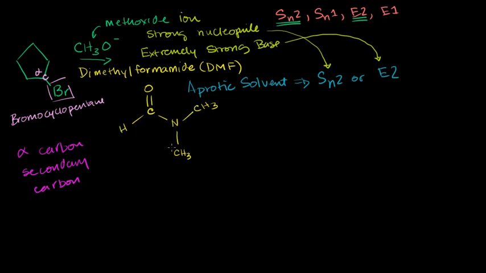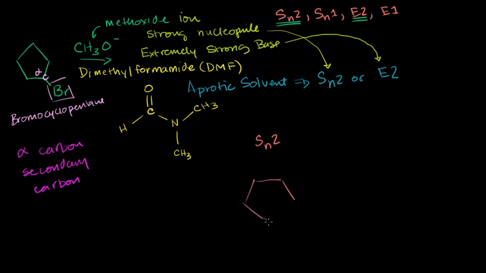But when we look at all of the other data points, they're pointing at both SN2 or E2. We have a strong nucleophile slash base. We have an aprotic solvent. It's going to be an SN2 or an E2 reaction. So let's actually draw the reaction. Let me do the SN2 first, in orange. If we were to have an SN2 reaction, let me redraw the molecule.